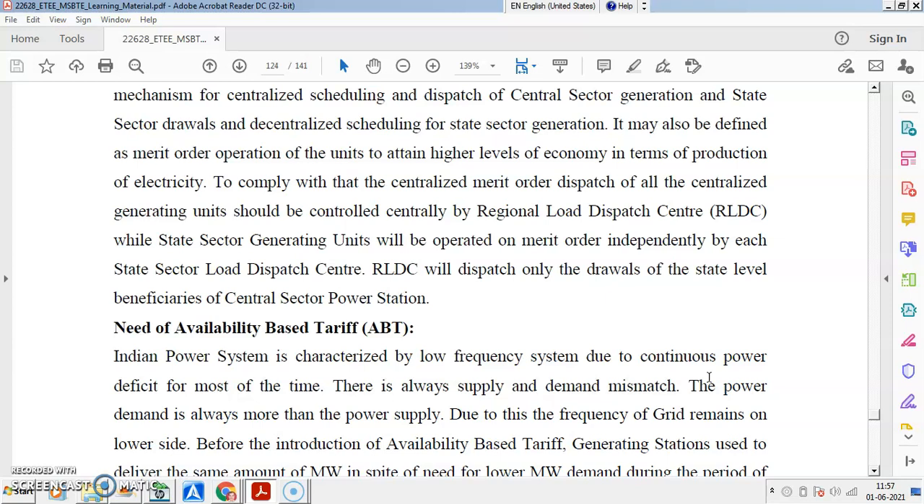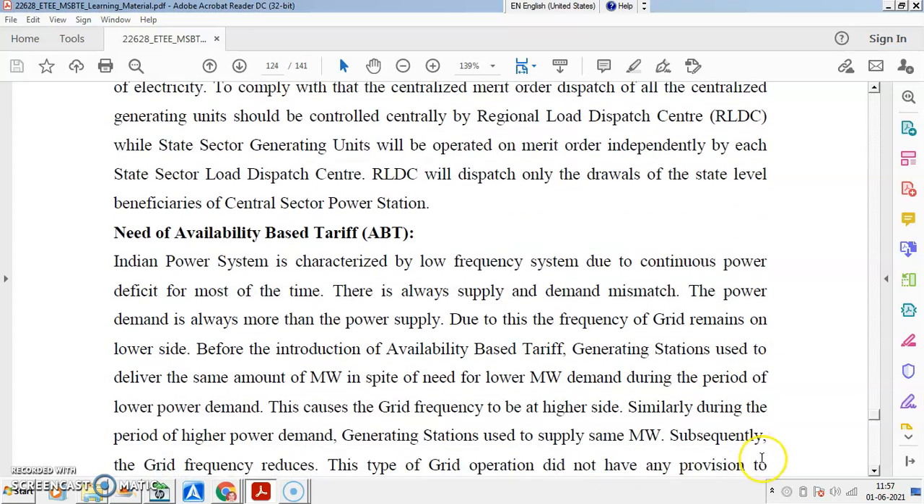Okay. So the Indian power system is characterized by low frequency due to continuous power deficit. Deficit means shortage, at most of the time. There is always a supply and demand mismatch. The power demand is always more than the power supply. Due to this, the frequency of the grid remains on the lower side. In very rare cases it is more than 50, but it is always less than 50. If it is 50, then it is the ideal condition.